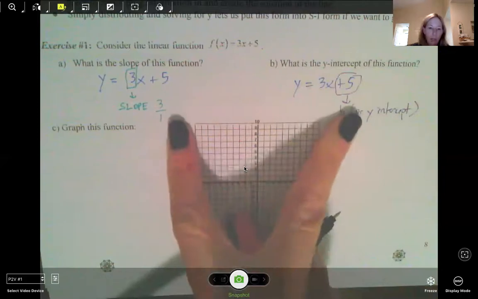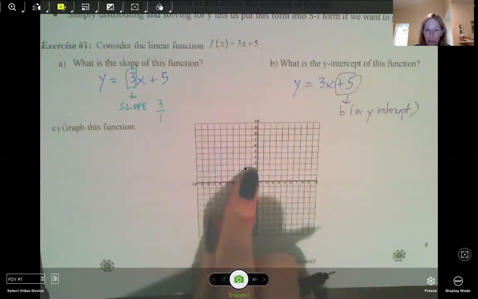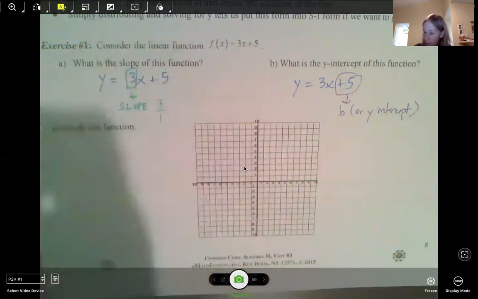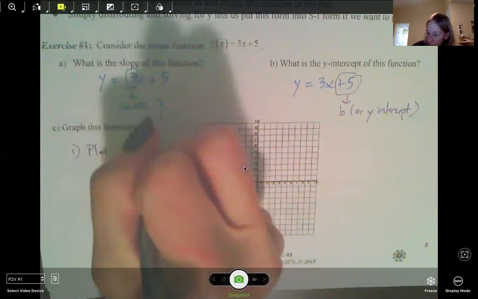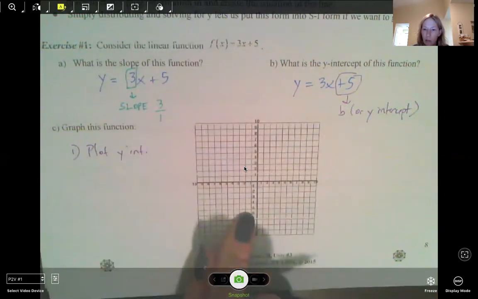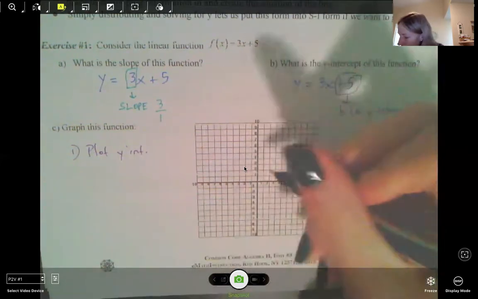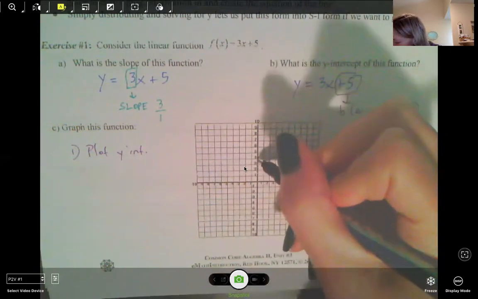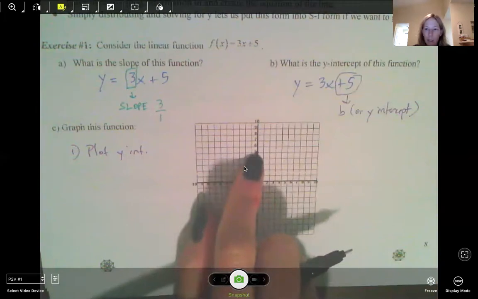So once we have these 2 pieces, it's pretty easy for us to actually graph this. The first thing we do is plot the y-intercept, and that's just on the y-axis. So the y-intercept is the point where the line hits the y-axis. So if our y-intercept is 5 and we go up 1, 2, 3, 4, 5, we just put a point there. So that's our starting point. That's another way we look at it.